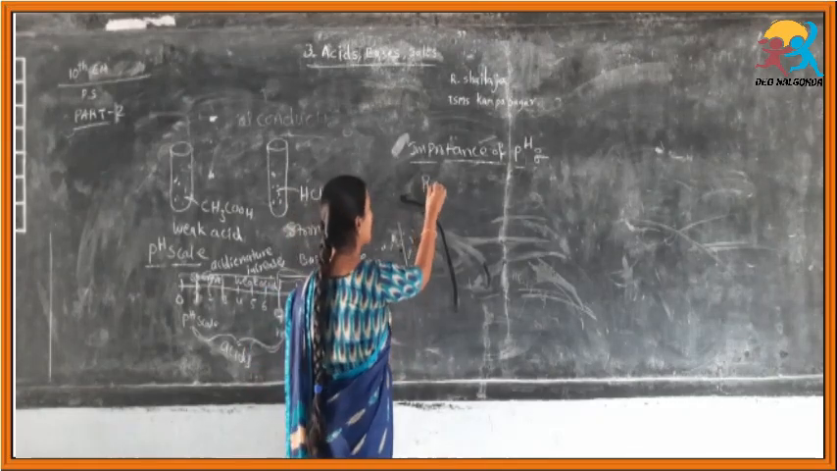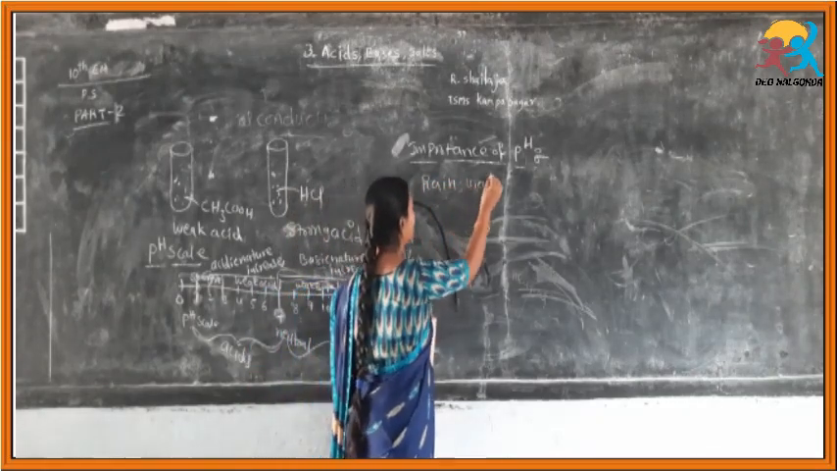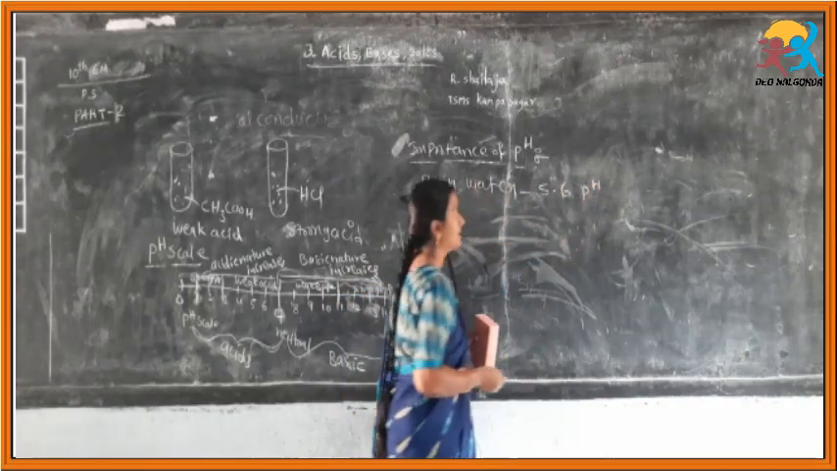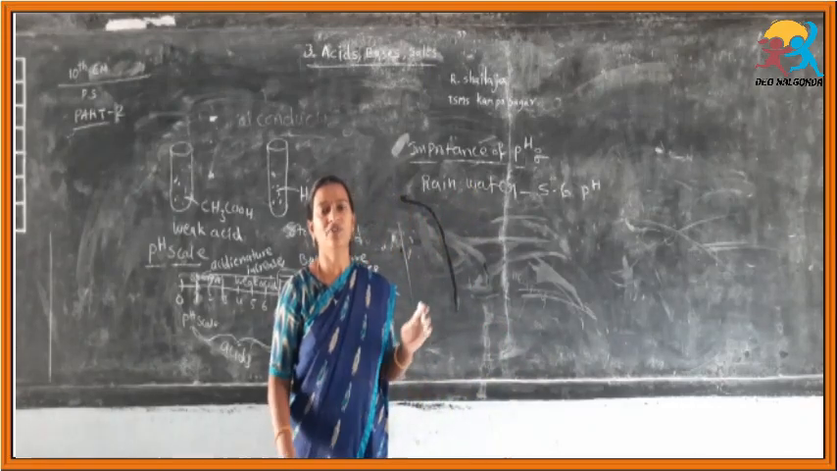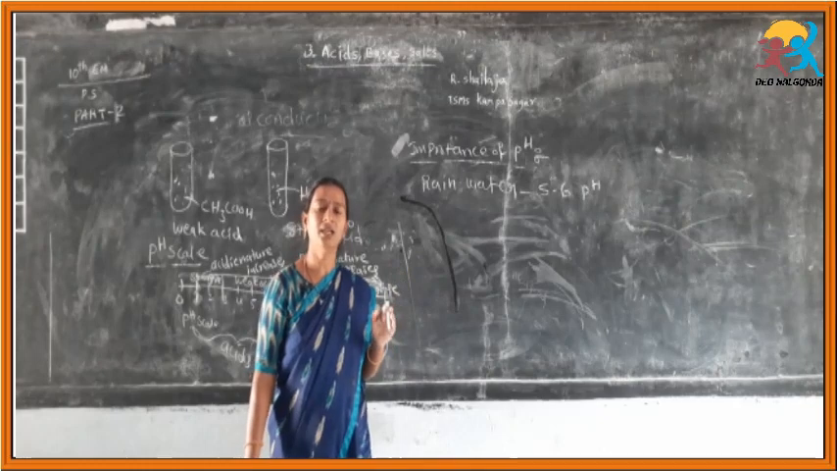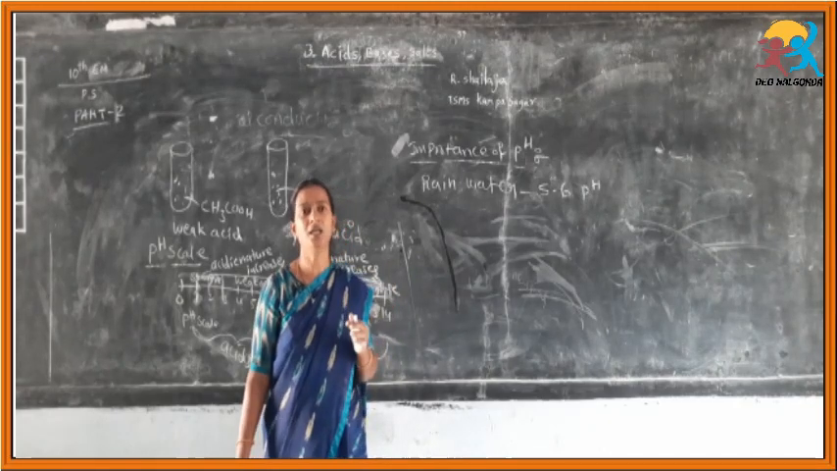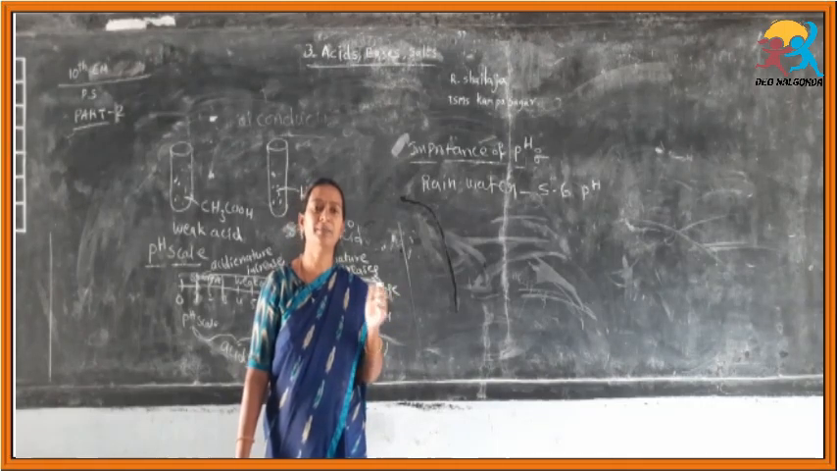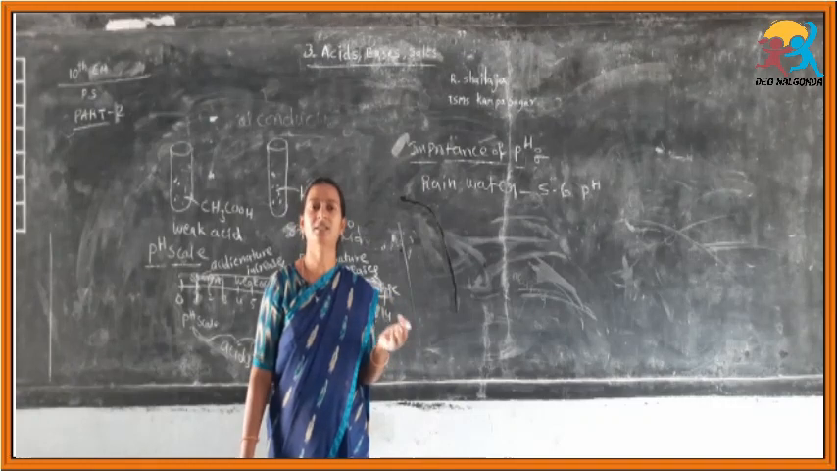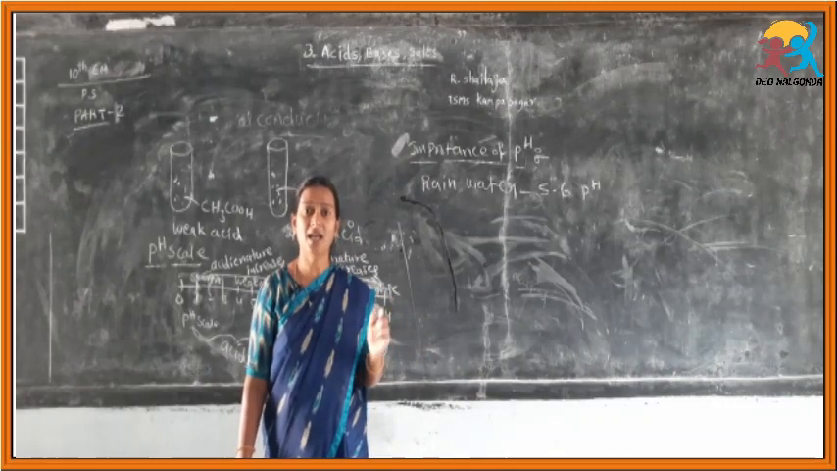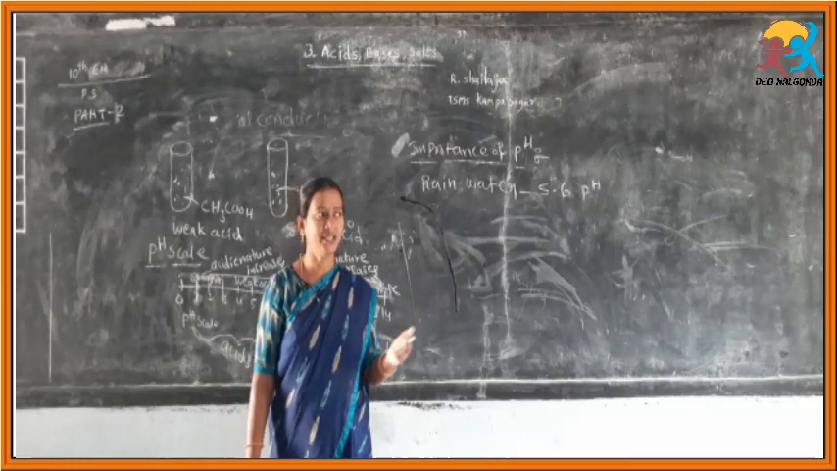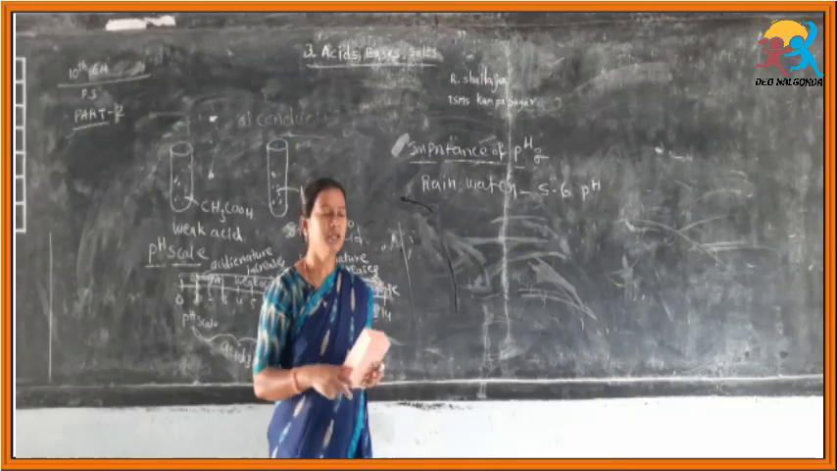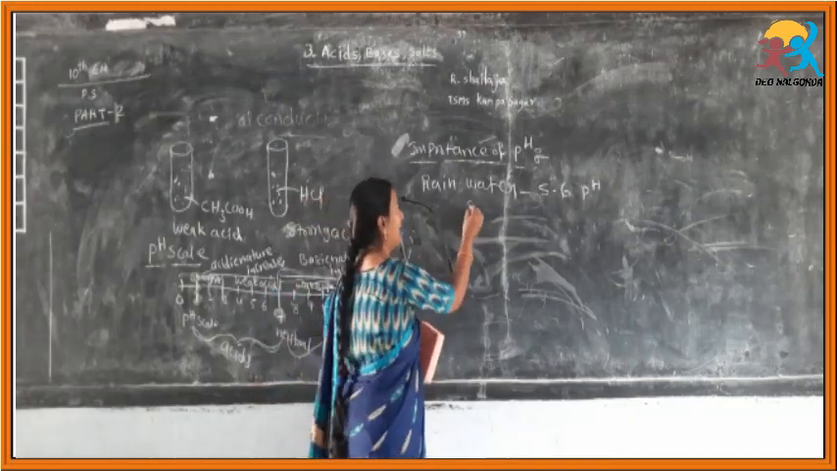For example, generally the rainwater pH value is 5.6. If the pH value becomes less than 5.6, the rainwater becomes acidic and turns into acid rain. Acid rain damages buildings and trees, and our skin is also affected by acid rain. So how is acid rain formed? By the mixing of sulfur dioxide gas.